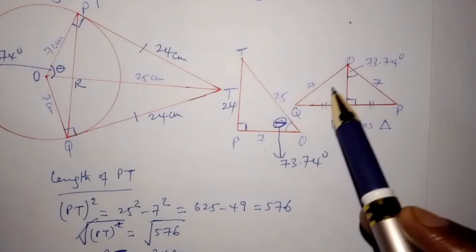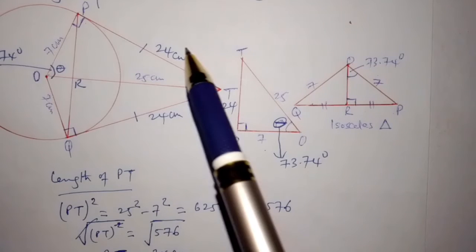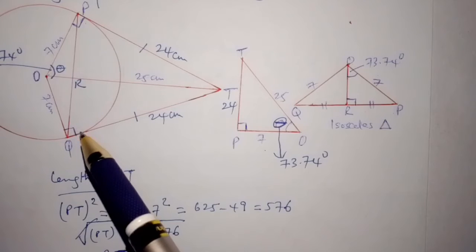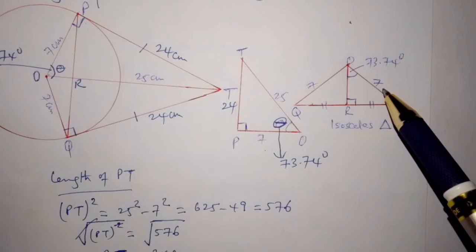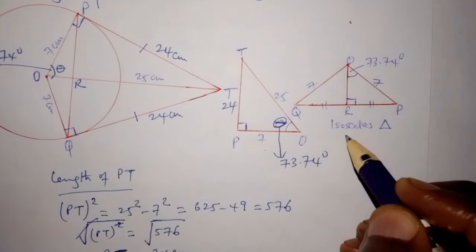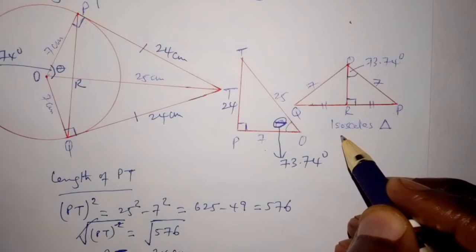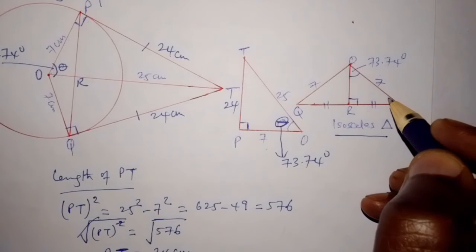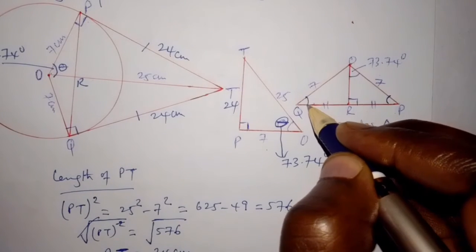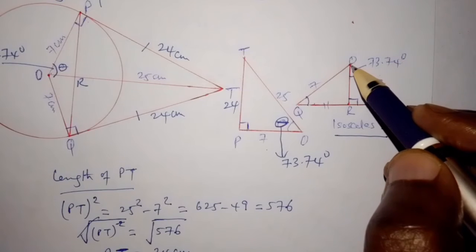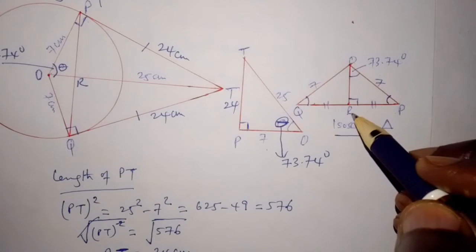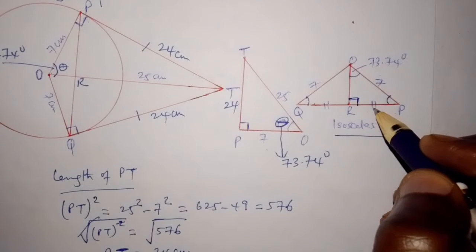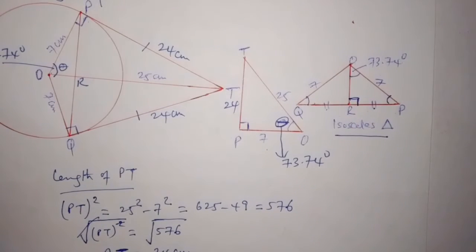From this diagram, you can see that this is the radius, this is the radius, 7 centimeters each. So it means that this is an isosceles triangle, which means that this angle here is equal to this angle here. Therefore, this line divides this into two triangles, and this is 90 degrees. So it means that this length is equal to this length here.